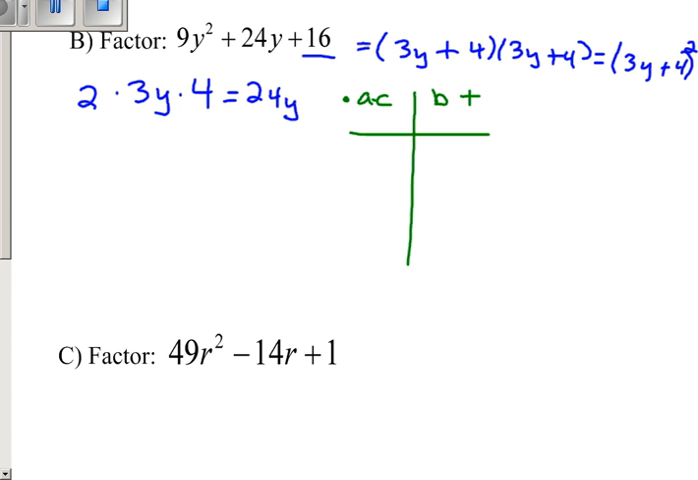Well, 9 times 16 is 144. My middle term B is 24. So what multiplies to be 144 and adds to be 24? I'm not going to list all the factors this time, because I know that 12 times 12 is 144, and 12 plus 12 is 24.